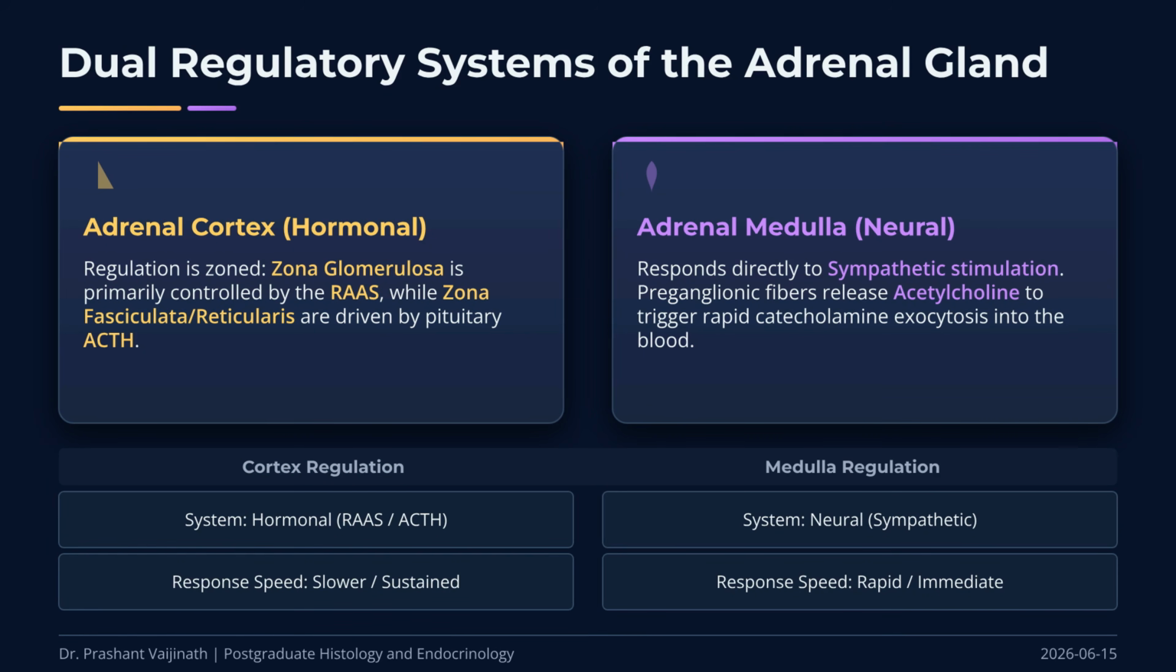The adrenal gland features dual regulatory systems. The cortex is hormonally regulated by the RAAS and ACTH, leading to a slower and sustained response. The medulla is neurally regulated by sympathetic stimulation, resulting in a rapid, immediate response.